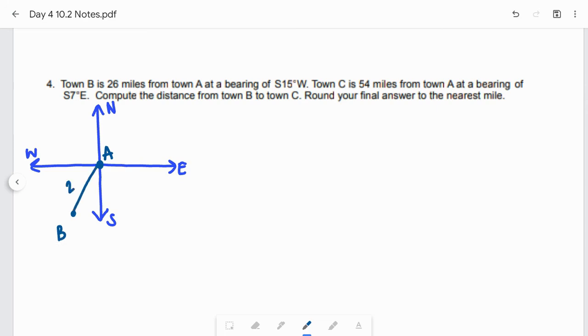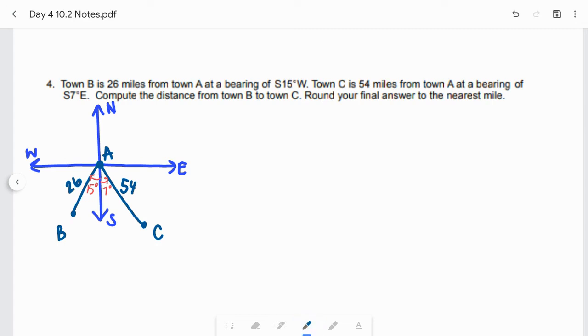So I know that this is 26 miles, and I also know that this angle right in there from the south to the west is going to be 15 degrees. So next we have town C, and that's 54 miles from town A at a bearing of south 7 degrees east. So again, I'm going south, but then I'm going east. So that distance is 54 miles, and this angle is going to be 7 degrees.